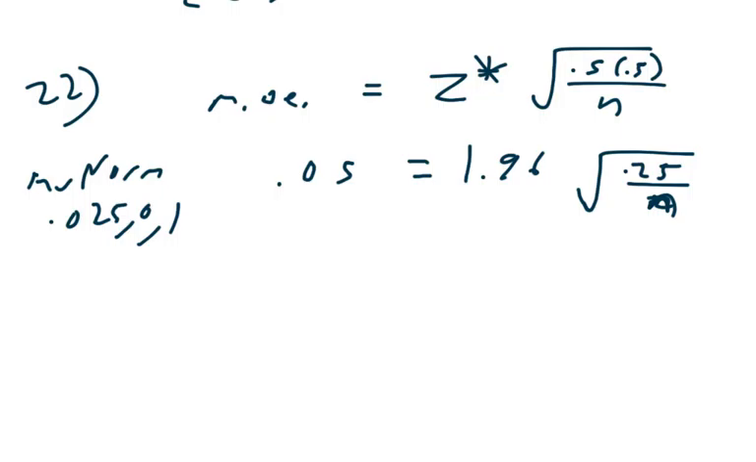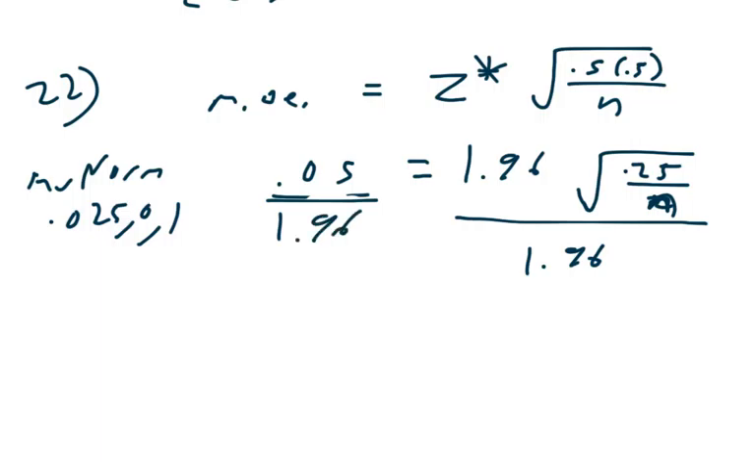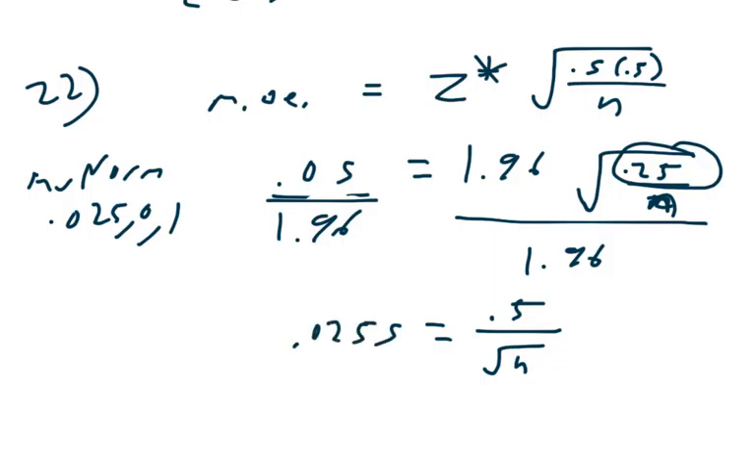So I am going to divide both sides by 1.96. And so 0.5, when I take the square root of this, it's 0.5 over the square root of n equals a really low number. 0.05 divided by 1.96 is 0.0255.